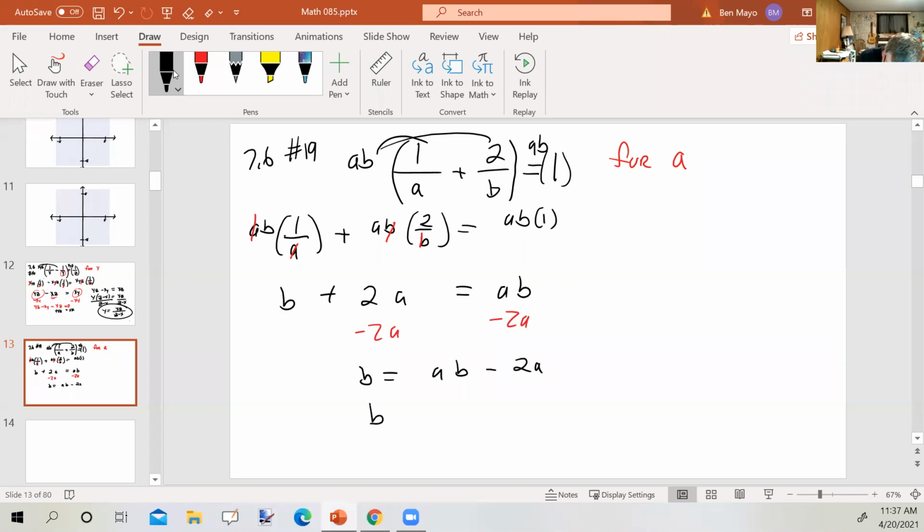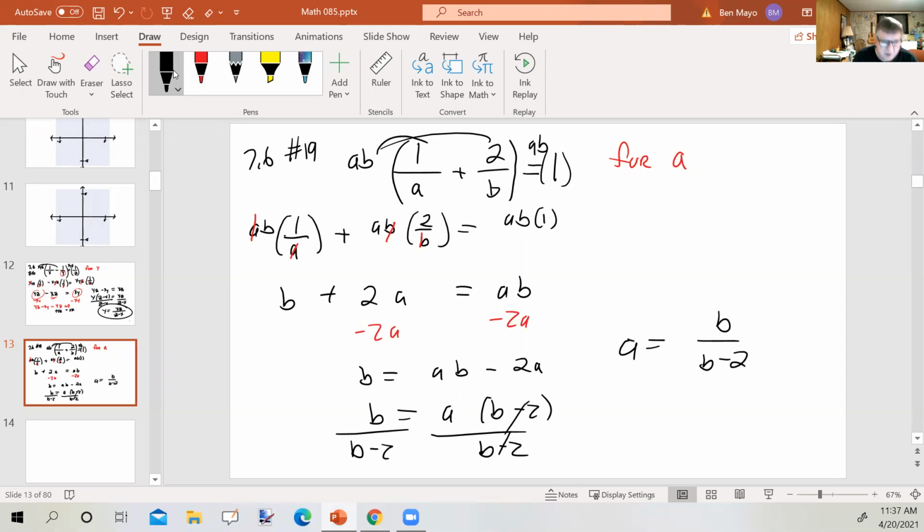Then I'm going to factor out an A on the right-hand side. Divide both sides by what's left. And I get A equals B over B minus 2. So really, this is exactly like the previous problem, just that there were more variables involved. See, what I did was since I have AB on one side, on the right side, I just divided it by B to get B plus 2A over B.